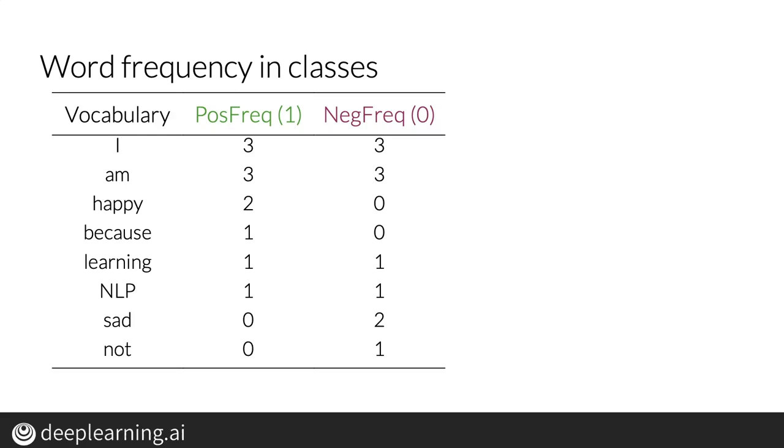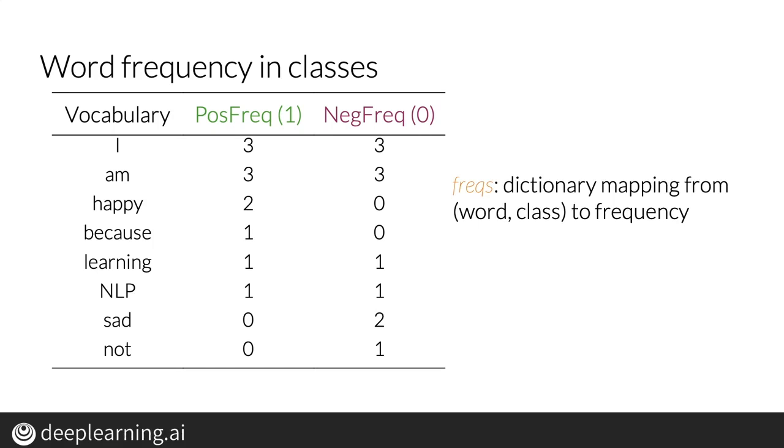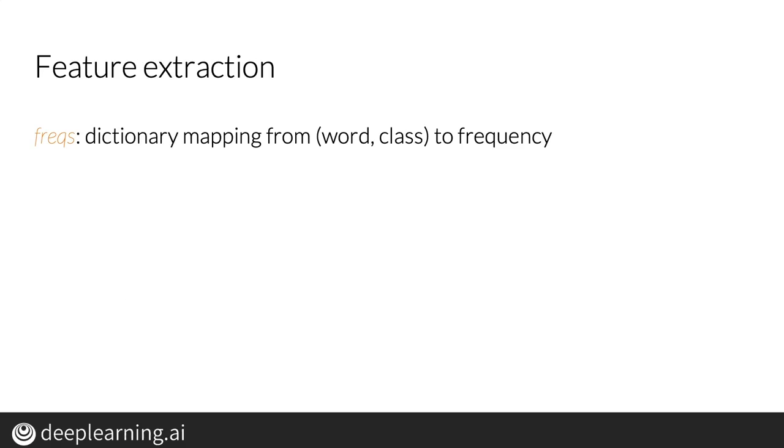You just saw that the frequency of a word in a class is simply the number of times that the word appears on the set of tweets belonging to that class, and that this table is basically a dictionary mapping from word class pairs to frequencies, or it just tells us how many times each word showed up in its corresponding class. Now that you've built your frequencies dictionary, you can use it to extract useful features for sentiment analysis.